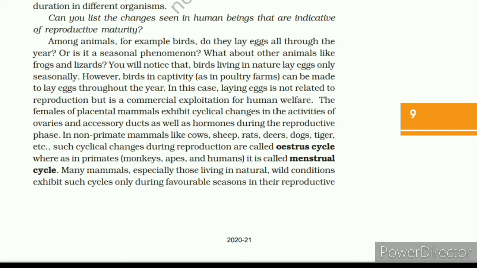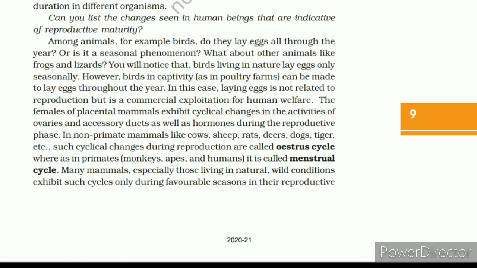The females of placental mammals exhibit cyclical changes in activities of ovaries and accessory ducts as well as hormones during the reproductive phase. In non-primate mammals like cows, sheep, rats, deers, dogs, tigers, etc., such cyclical changes during the reproductive phase occur seasonally, and therefore they are called seasonal breeders. Many other mammals are reproductively active throughout their reproductive phase and hence are called continuous breeders.